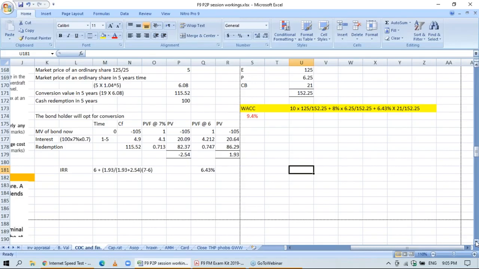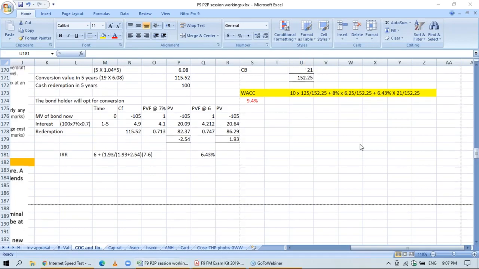Okay, I've discussed I basically have 1 million bonds, and I have a value of just one bond. Okay, there is a question. How did I calculate the conversion value? So see, Sophia, first what I did, I calculated the market price of an ordinary share after 5 years, right?